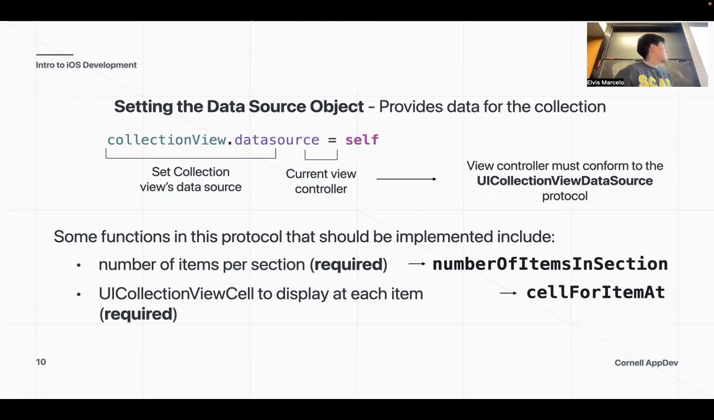And your cell for item at function is how you tell the collection view how to set up each individual cell. Every cell follows some design that you give it using your cell class, and you're able to set it up within this function. There are a lot of similarities between collection views and table views, so this information might sound redundant, but these are very important functions to implement for a collection view.